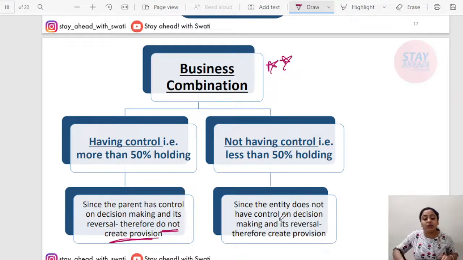Whereas when there is a business combination and you do not have enough control to impact the decision taking, once the announcement is made and it leads to an obligation, then this obligation is unavoidable and will not be changed, and therefore you will have to create a provision. Similarly it goes for DTA and DTL.